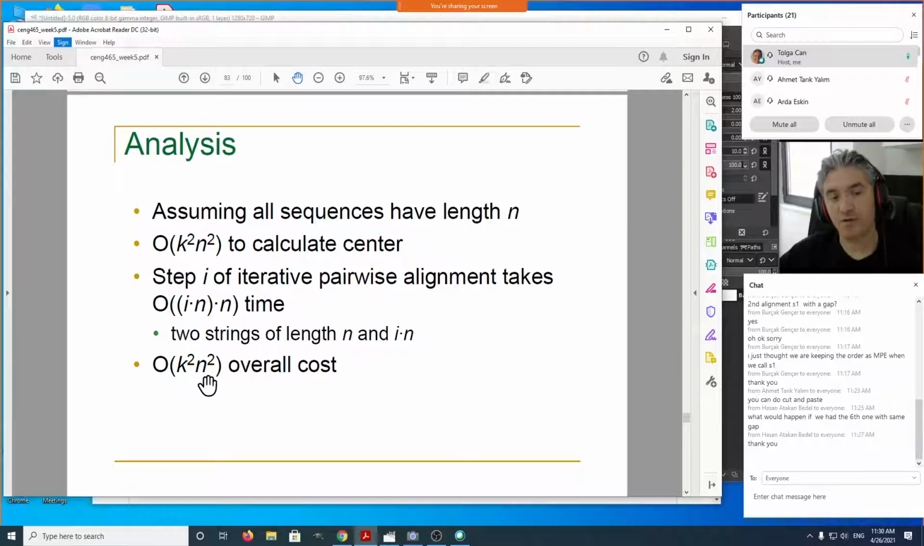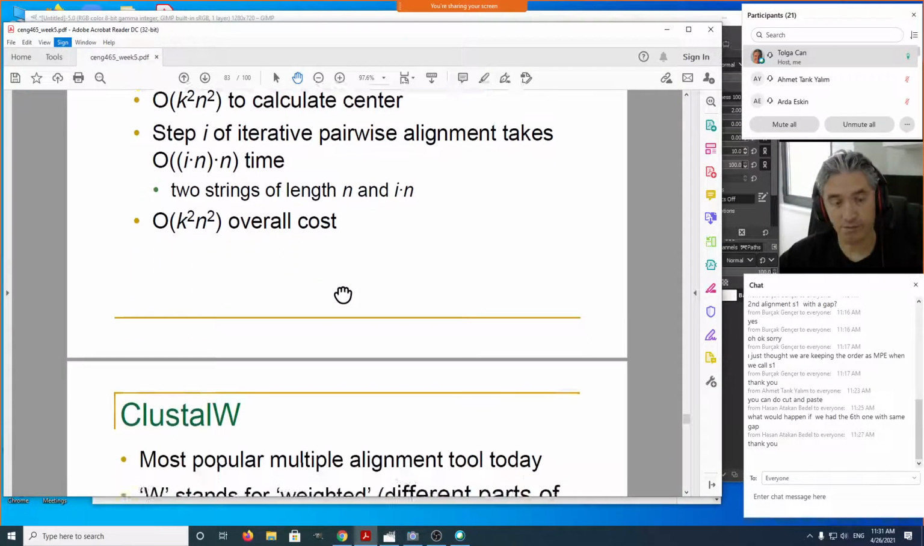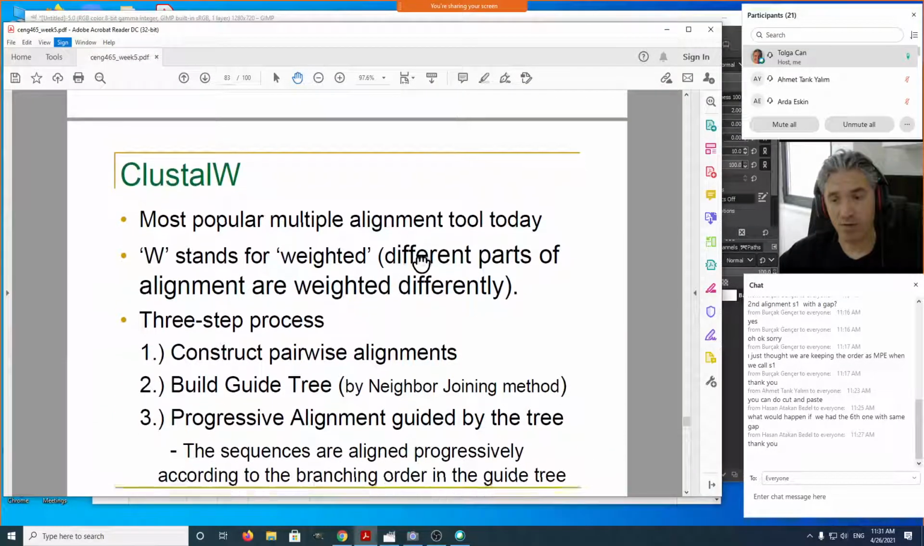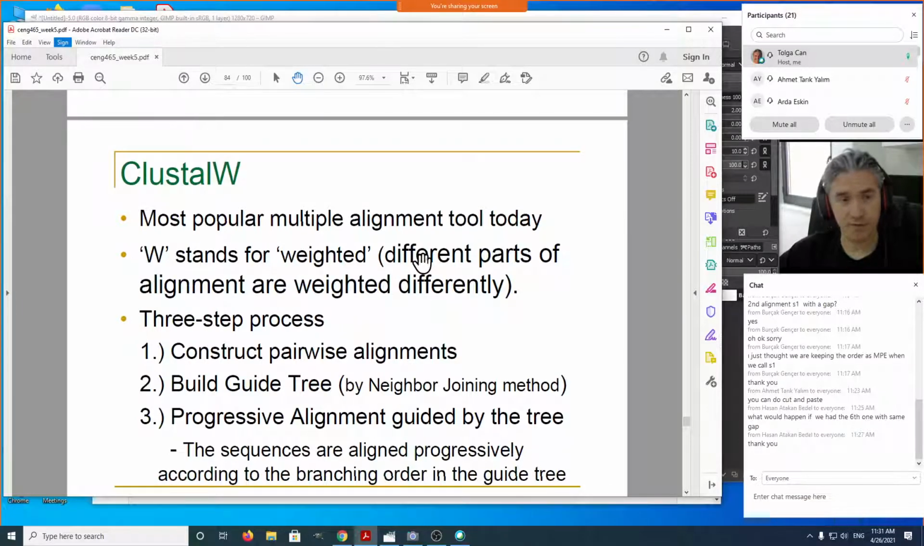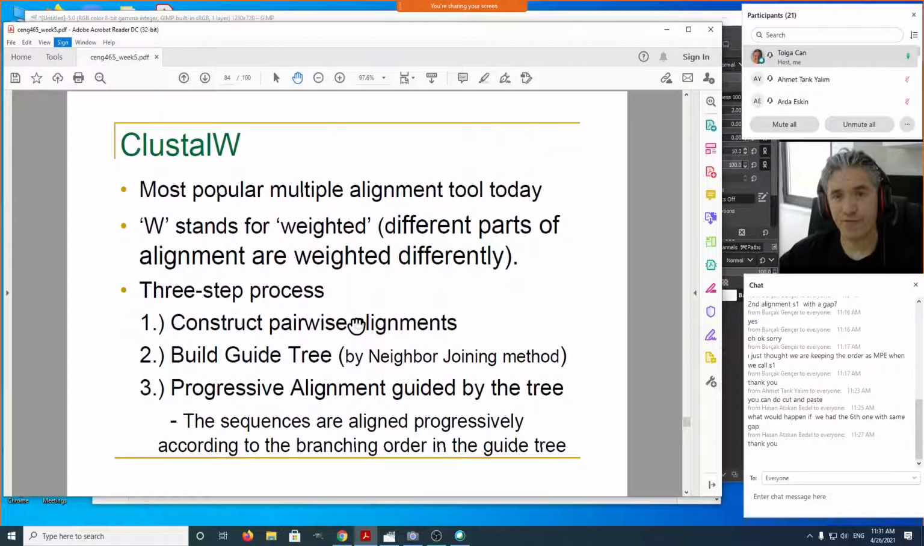Polynomial in the number of sequences and in their length, and ClustalW is also like that. These heuristics, progressive alignments, all have some polynomial time complexity, which makes them practical to be executed on a high number of sequences, each of which is long. Okay, so I'm going to stop here since we're out of time. I'm going to talk about ClustalW next. Actually, I already mentioned these steps.